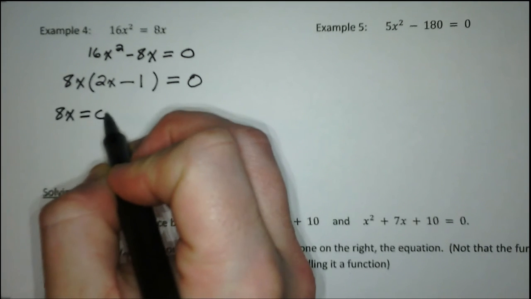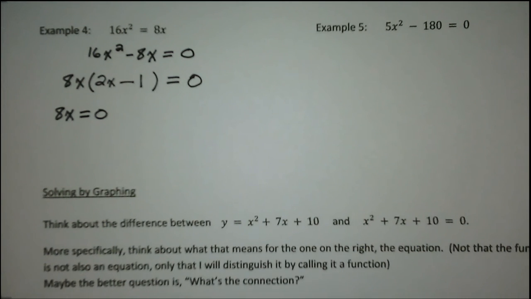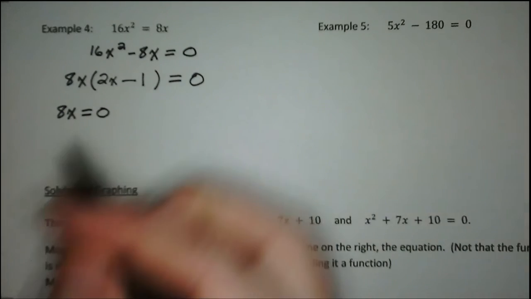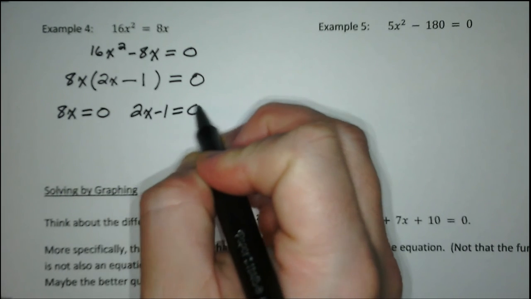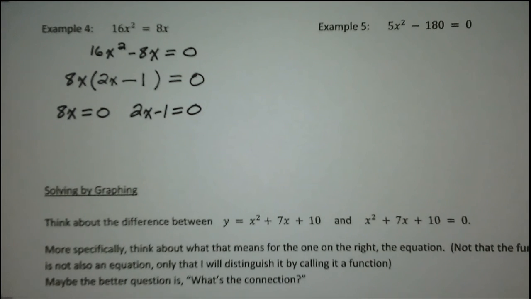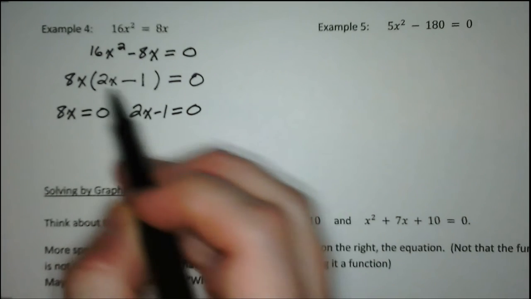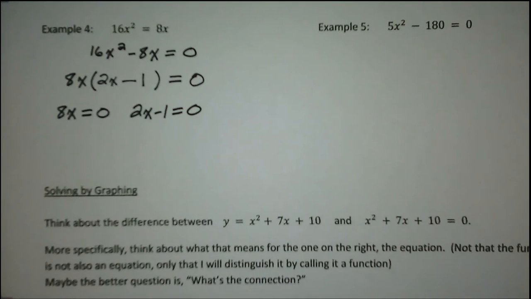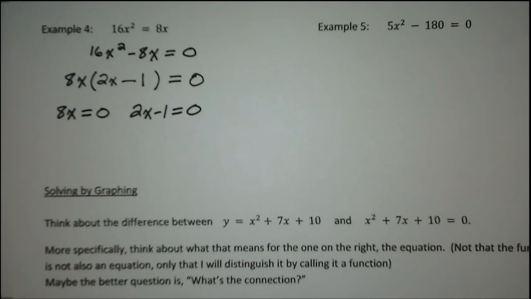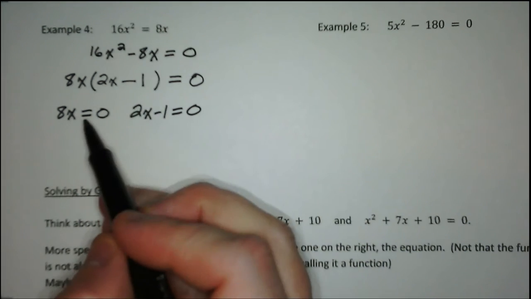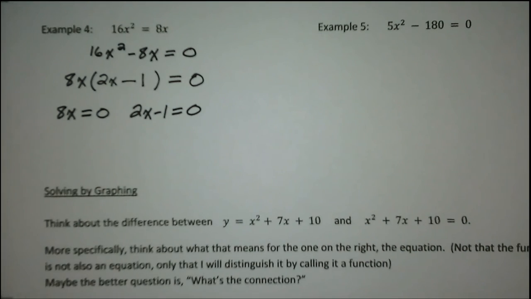8x equals 0. That's right, you set the GCF equal to 0. The GCF is a factor. Bubbles aren't the only thing that can be factors, so the 2x minus 1 is a factor. So is the 8x. So we set 8x equal to 0. We also set 2x minus 1 equal to 0 separately. And now we solve these both separately.